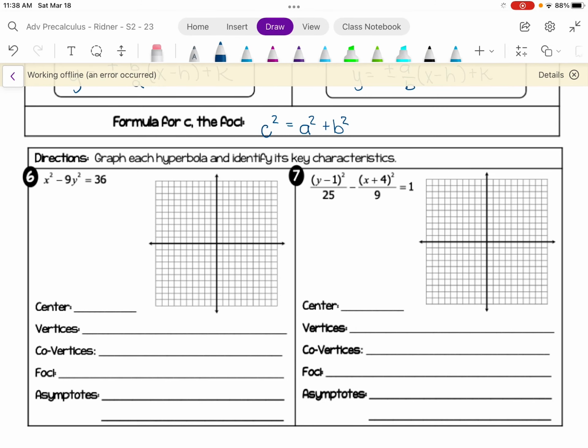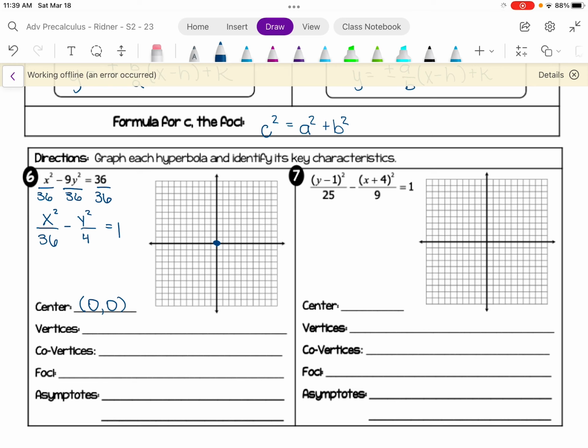Alright, so looking at hyperbolas here and graphing them, we always want it set equal to 1, just like we did for ellipses. So we want to divide by 36 all the way across. 9 over 36 reduces to 1/4. Since our x squared and our y squared have no number with them, the center is just 0, 0. So don't overcomplicate that. So in my head here, x is going first.